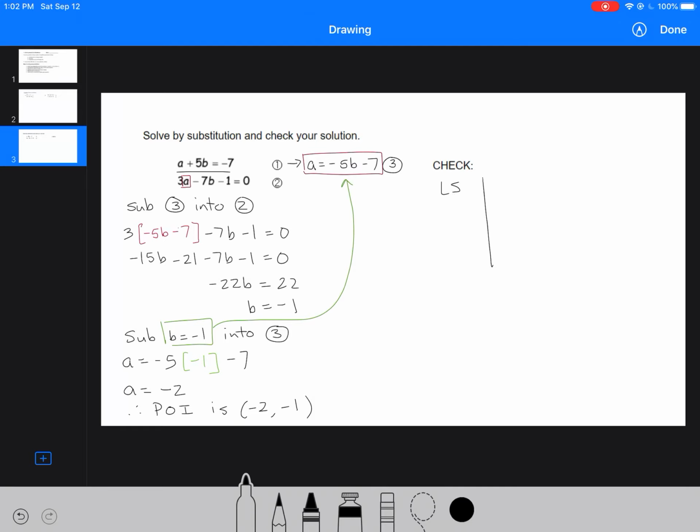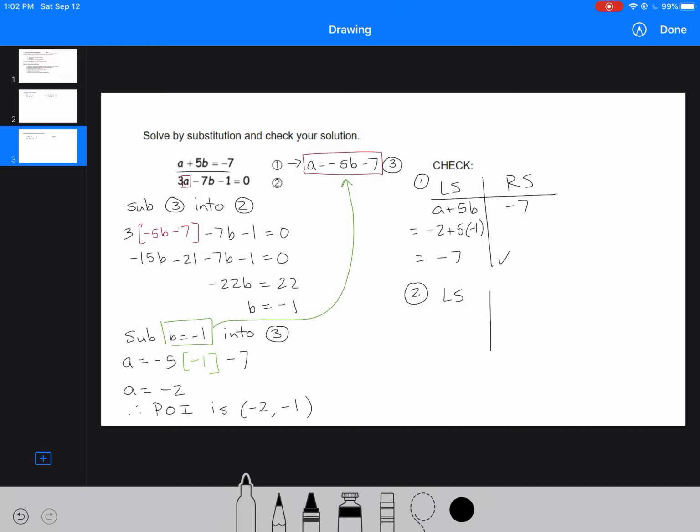So that means that if you remember from our previous video, we need to check the left side and the right side of both our original equations. So let's do equation 1 first. Our left side is a plus 5b, and our right hand side is minus 7. So we'll put in minus 2 for a, minus 1 for b, and we get minus 7. Great.